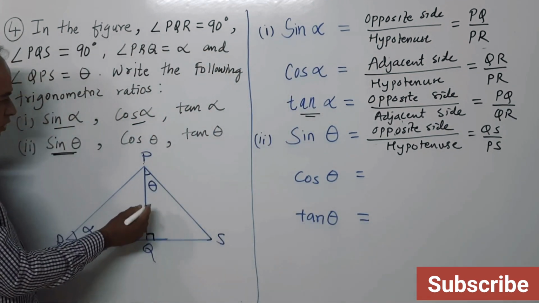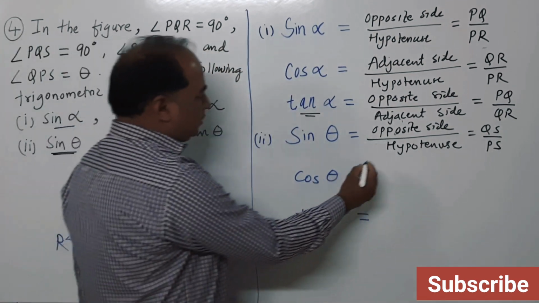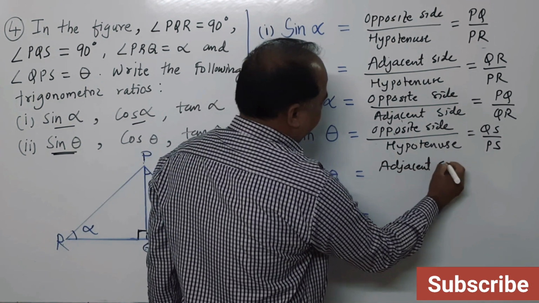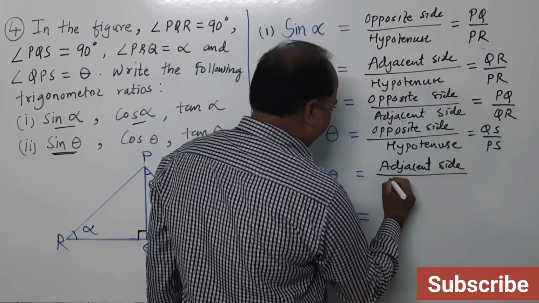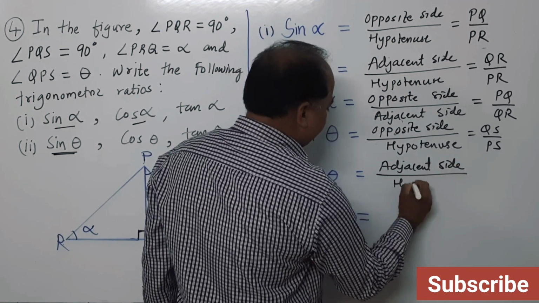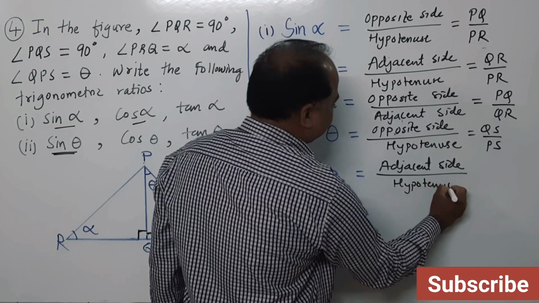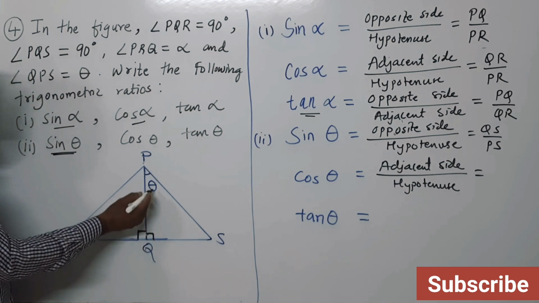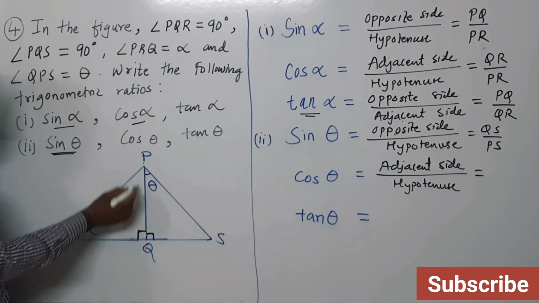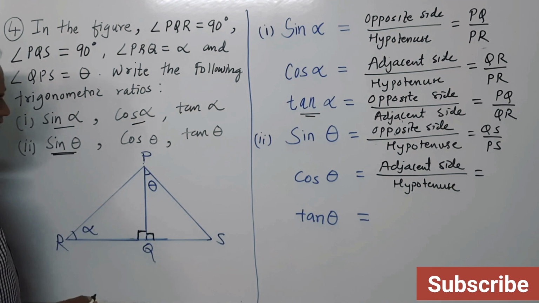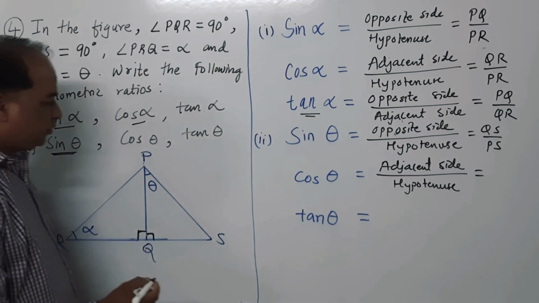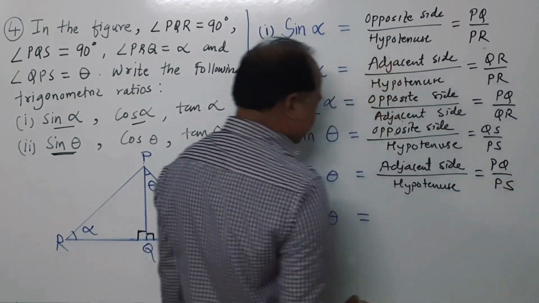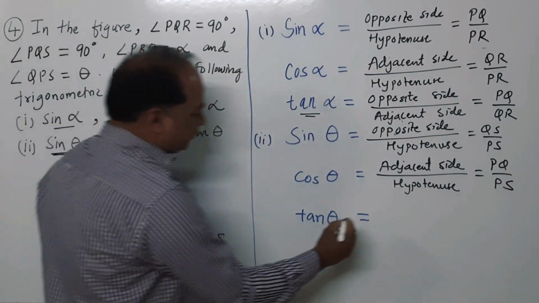Cos theta is given by the formula adjacent side upon hypotenuse. Here for cos theta in triangle PQS, the adjacent side is PQ and the hypotenuse is PS. So PQ upon PS.